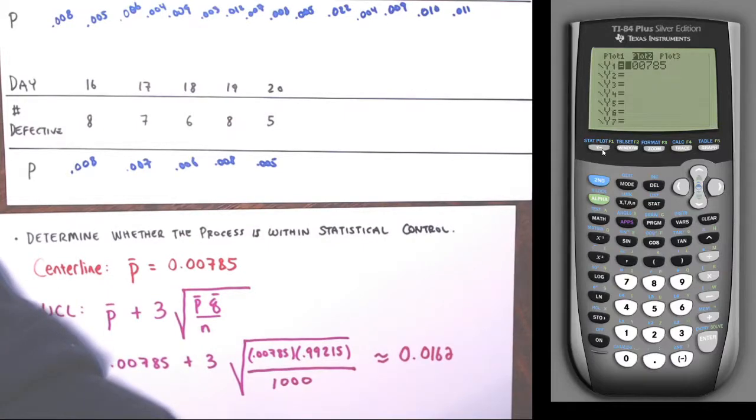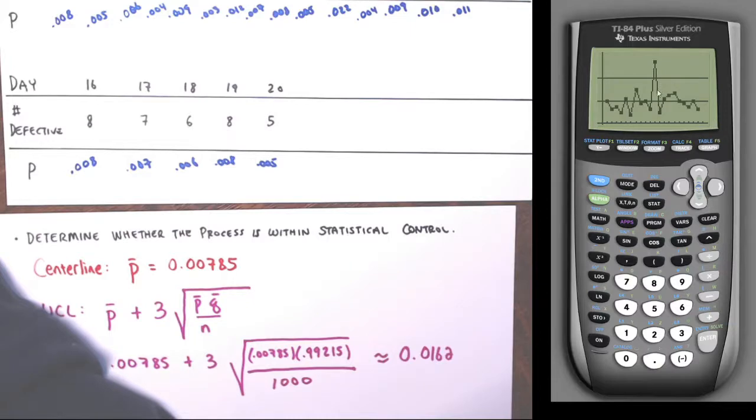Go to my y equals here, second line, second equation there, y2 equals 0.0162. And let me just graph it right now. Hey, look at that. I don't need the lower control limit. Don't need it. Look, there's the center line, and then I told you, right, that 11th day looked way out of whack with the 2.2% defective rate, and that's definitely above this upper control limit, right?